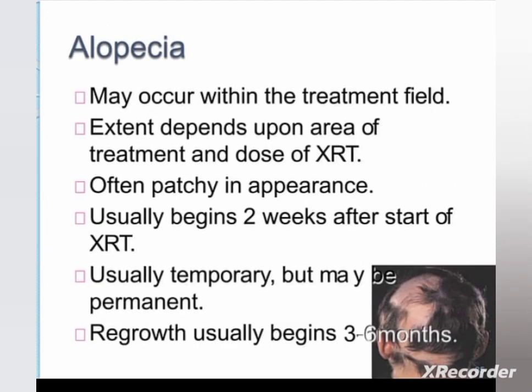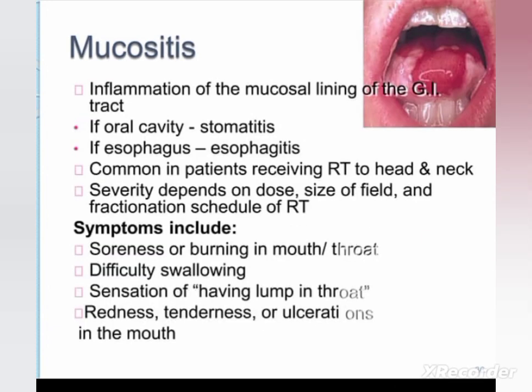Then alopecia, that is hair loss. Based on which area the radiation therapy is given, there will be hair loss, especially with head and neck radiation therapy. It starts 2 weeks after the radiation therapy and it is temporary, and the hair will regrow after 3 to 6 months.